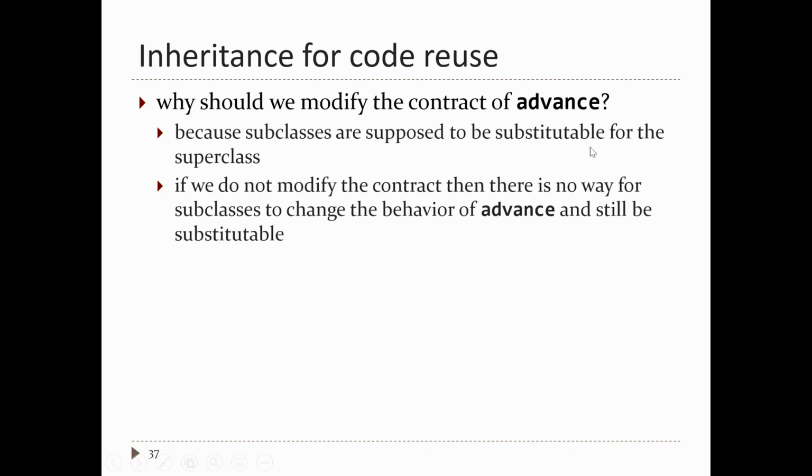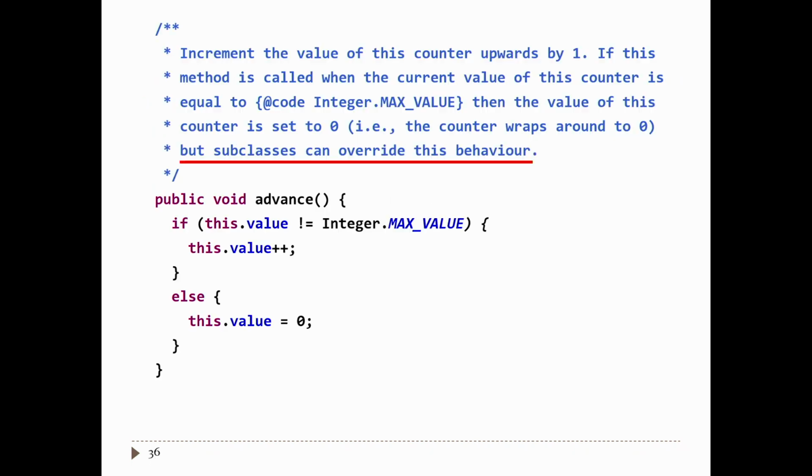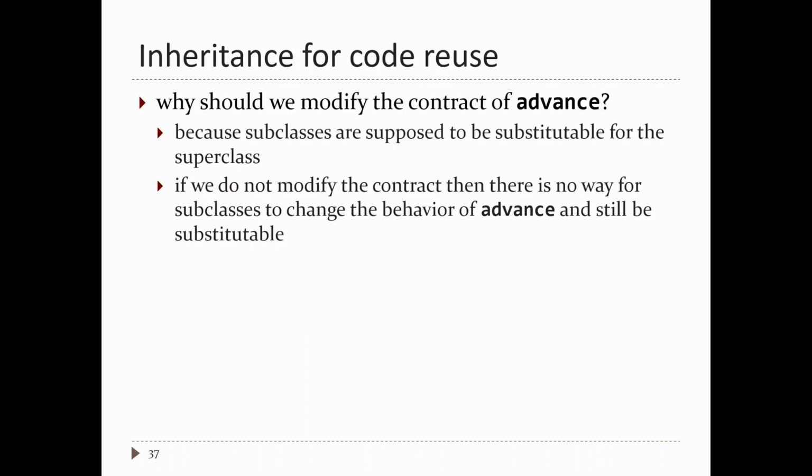Right? So subclasses are supposed to be substitutable for their superclass. If you don't modify the contract for the advance method in the Counter class, there's no way for subclasses to safely change the behavior of advance and still be substitutable. Now again, there's nothing in the language that stops someone from inheriting from Counter and then changing the way that advance behaves, even if you don't change the Javadoc. So there's nothing in the language that prevents you from breaking inheritance. It's the responsibility of the programmer to make sure that their classes are substitutable for their superclasses.